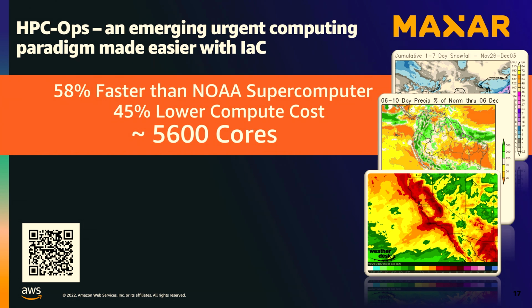Their main deliverable is their weather forecast. So essentially, their objective is to beat the NOAA forecast. And then their subscribers essentially pay for that early access to a high confidence forecast. So there's a case study available at this QR code that talks about this, but essentially they beat the NOAA forecast by almost an hour using AWS.